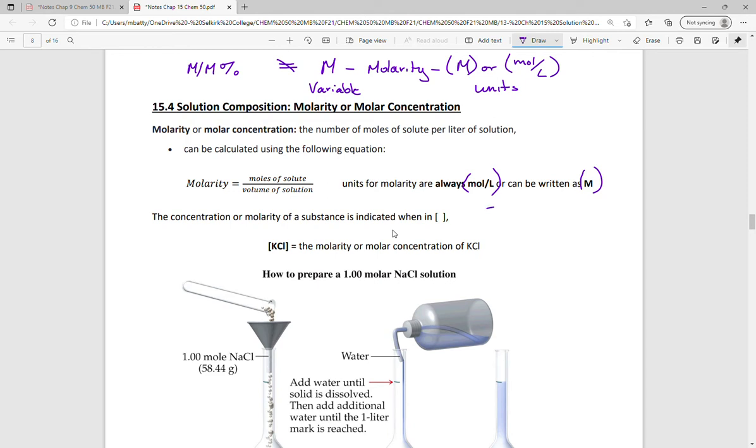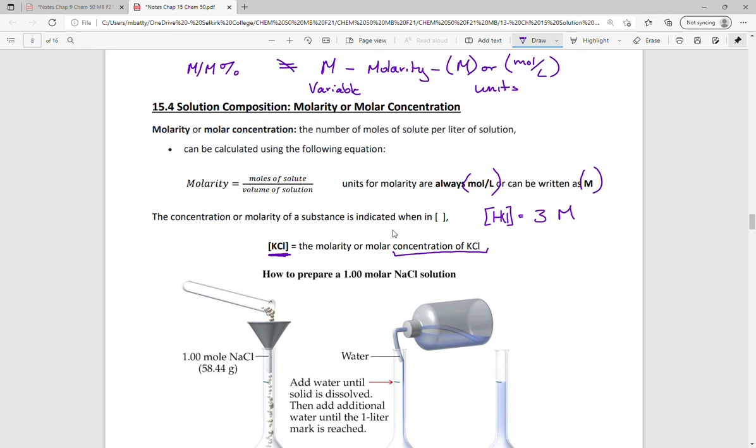So if I wrote this, that's saying I meant to make it hydrochloric acid. The concentration of hydrochloric acid is 3 molar. And so always, if you're talking about concentration, you can put it in those square brackets. So this, as a short form, is talking about the concentration of HCl.